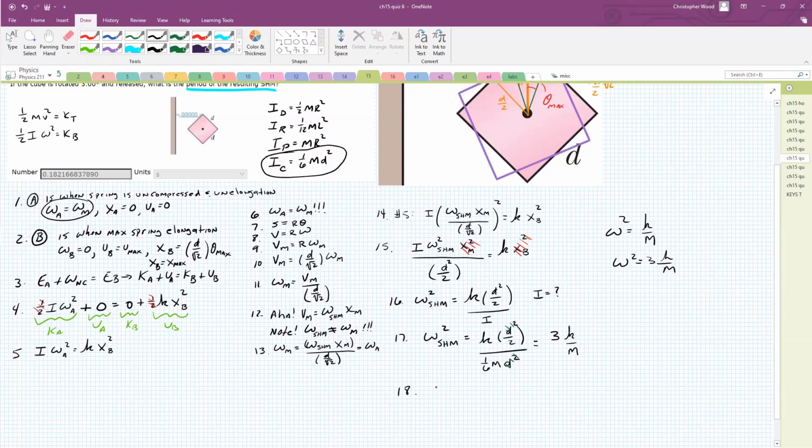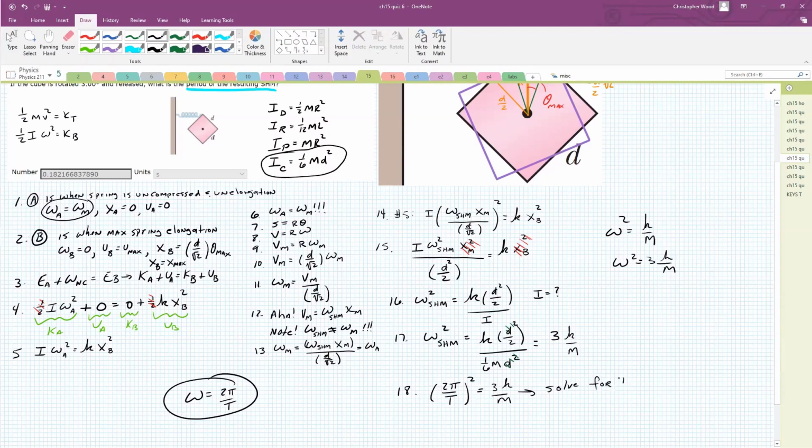All right, but here's omega SHM. Omega SHM is 2 pi over T, because as always, omega is 2 pi over T as far as simple harmonic motion is concerned. Again, this is angular frequency, not angular velocity. So I need to square that, and that's going to equal 3k over m.